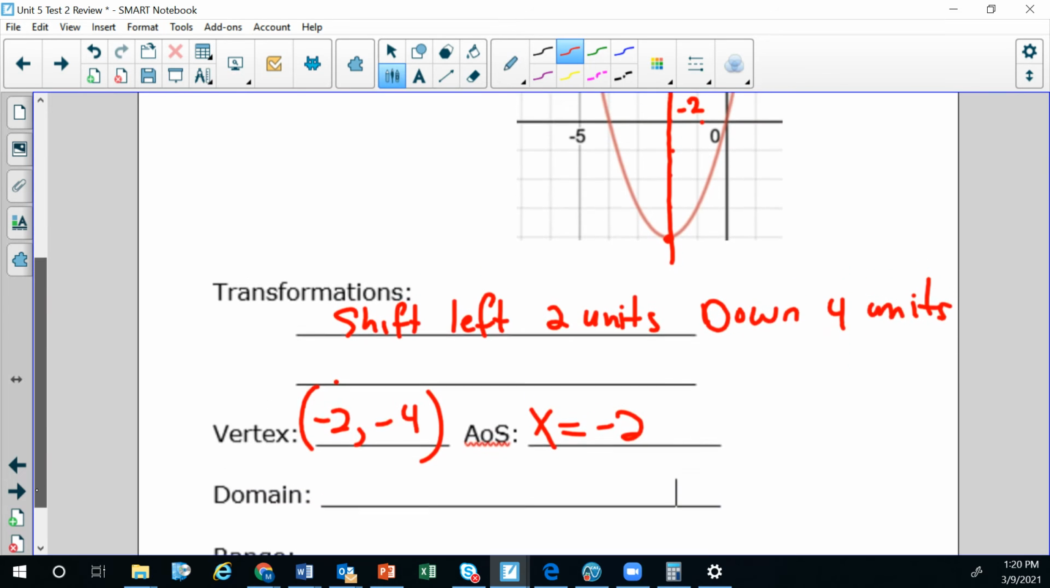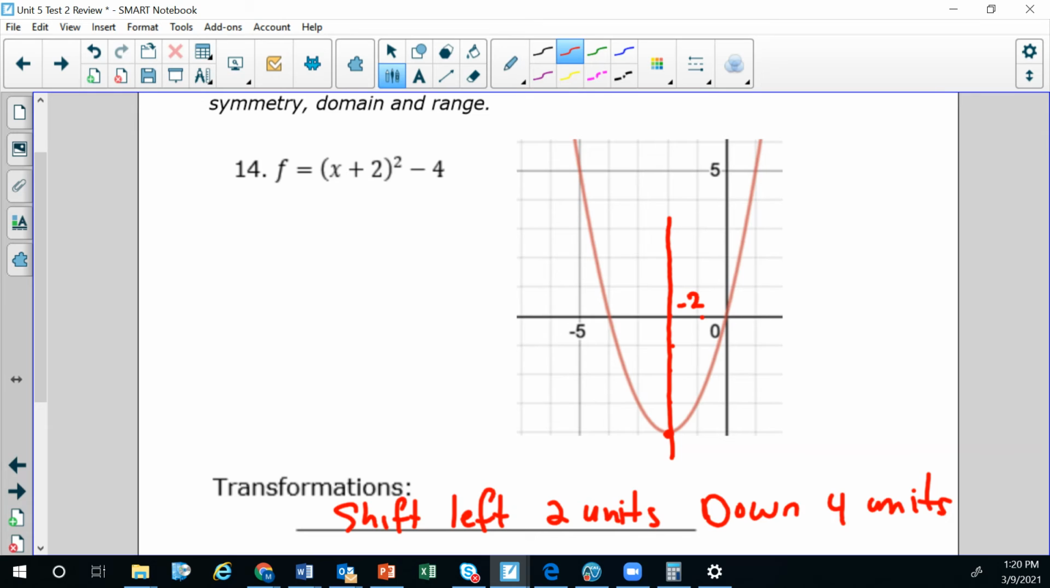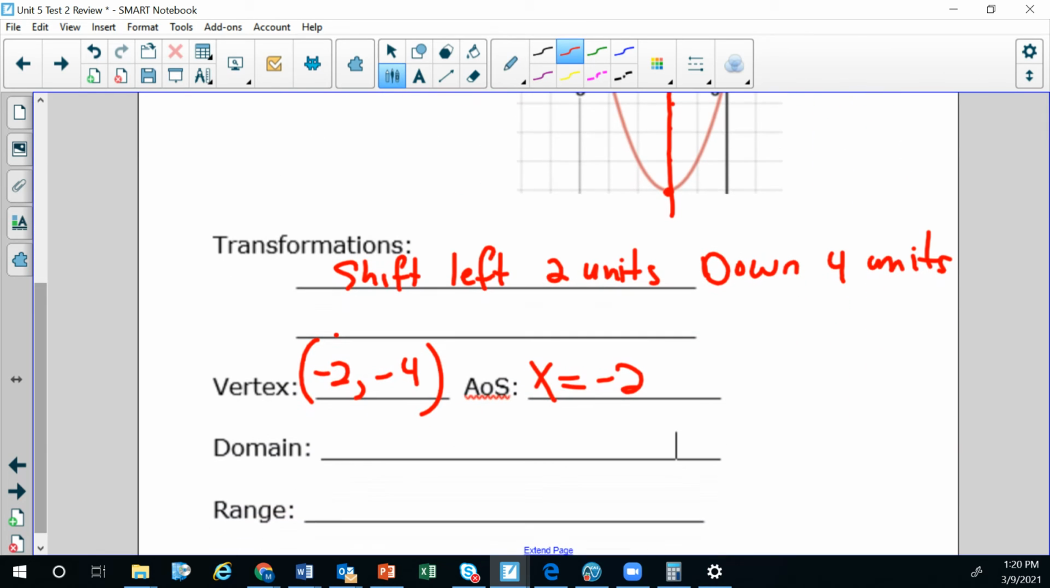What else? Domain. Again, the graph is continuous. It never stops. So my domain, the x values, keeps on decreasing to negative infinity and keeps on increasing to positive infinity. So the domain is going to be all real numbers. We can use all real numbers with the fun looking R, or we can write it as negative infinity to positive infinity, with an x in the middle and the less than symbol. So those are two ways you can write it, okay?